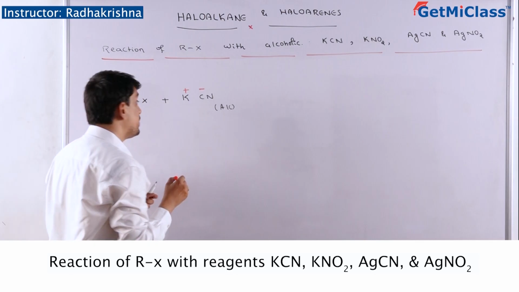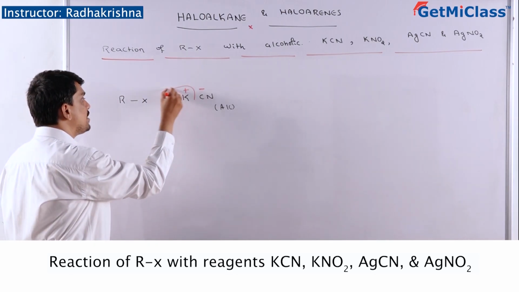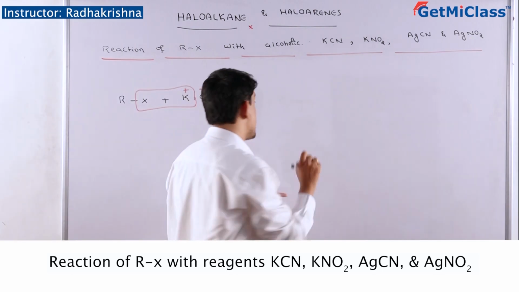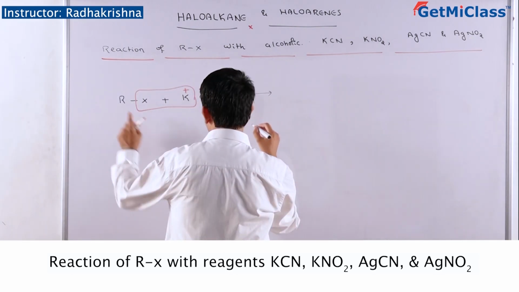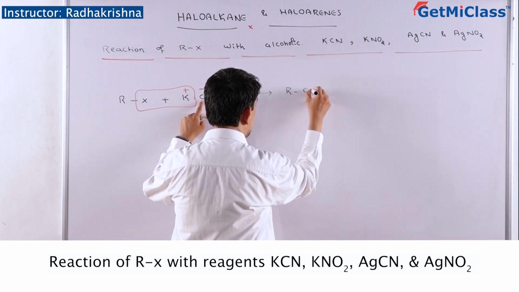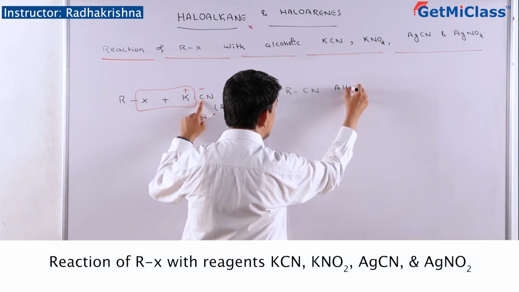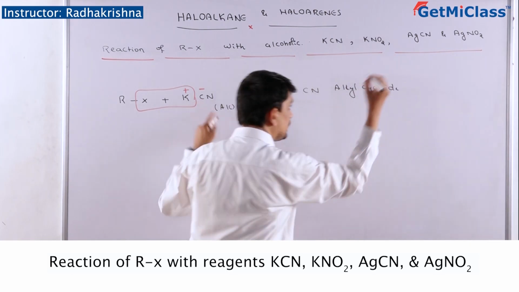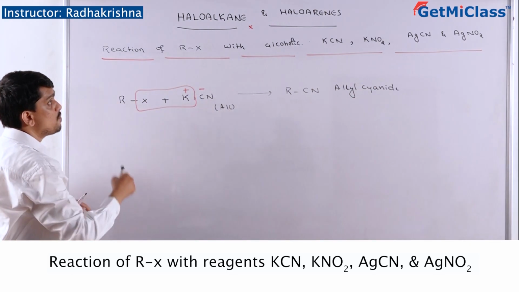Here there is no ambiguity. Potassium will go with the halogen to produce potassium halide byproduct. The main product what we get is alkyl cyanide product. It is alkyl cyanide product. Fine. So let me write one more reaction.